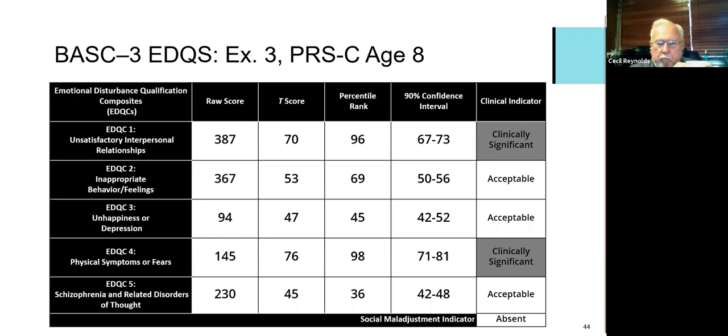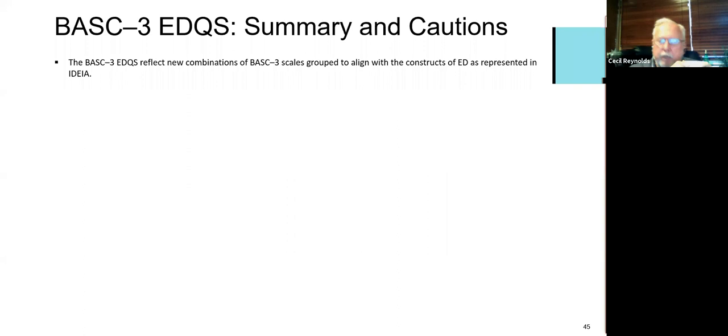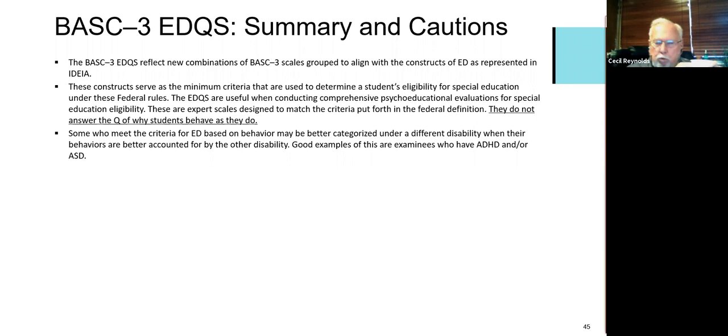We have the next slide. So we need to be careful in using it. These are new combinations of scales grouped to align with the constructs of emotional disturbance as represented in the federal definition. These serve as the minimum criteria that are used to determine eligibility for special education as ED under the federal rules. So we believe these are useful when conducting comprehensive psychoeducational evaluations for special education eligibility.